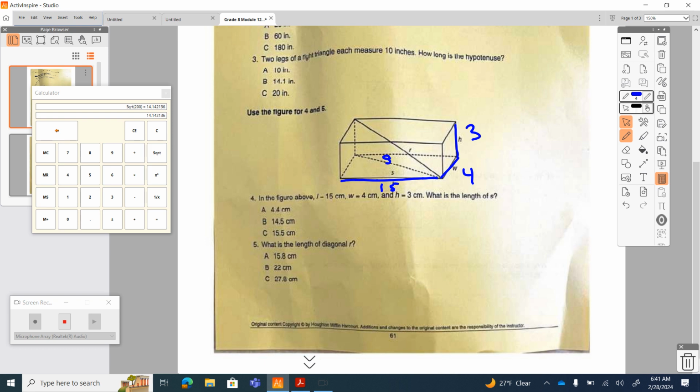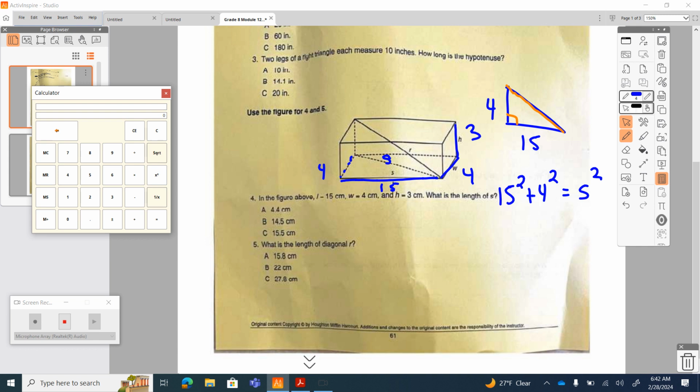So if this is 4, then this is also 4. If you can visualize this, I have a triangle that is 15 units long, 4 units tall if I'm standing it up, and I'm finding this side. So I'm finding the hypotenuse. I'm going to do 15 squared plus 4 squared equals S squared, which is really our side C, but they use the letter S.